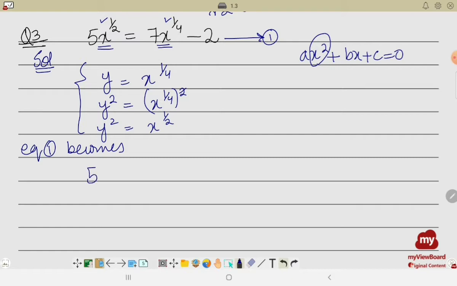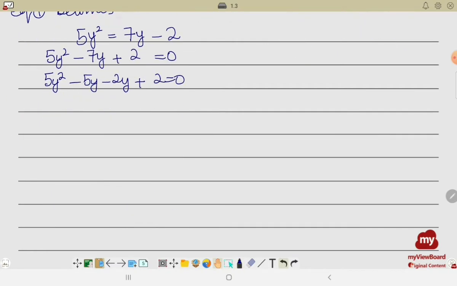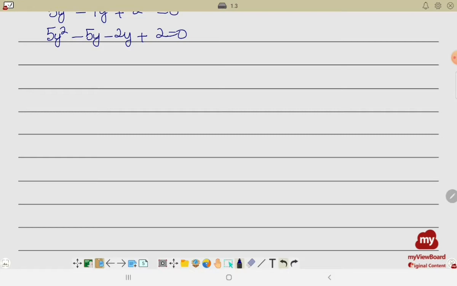5. Instead of x raised to power 1 by 2 we'll write 5y square. 7 as it is. Instead of x raised to power 1 by 4 we'll write y minus 2, and we'll just rearrange the equation. So our equation now is converted into standard form of quadratic equation. Now we can easily break the middle term and we can find out the values of y. So I hope all of you remember the process of middle term break factor.